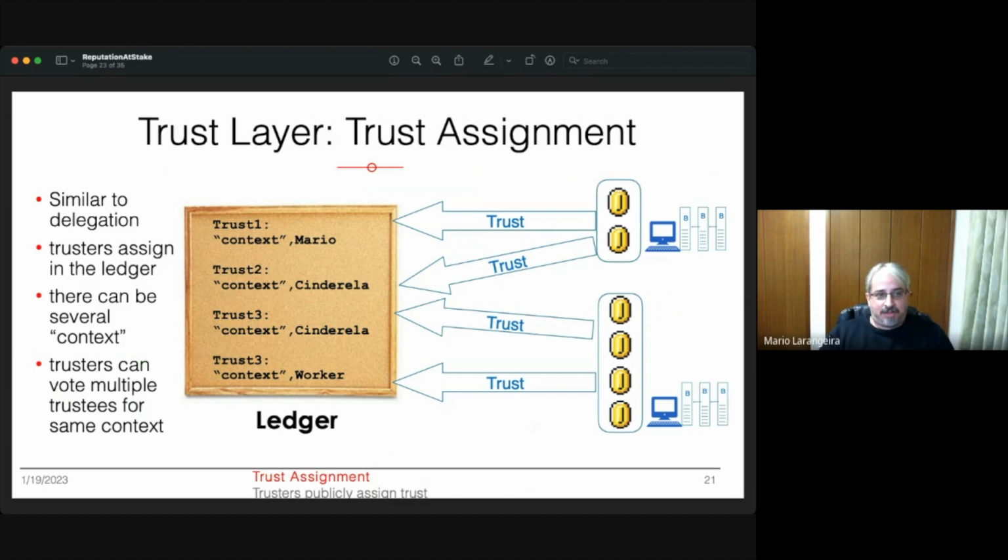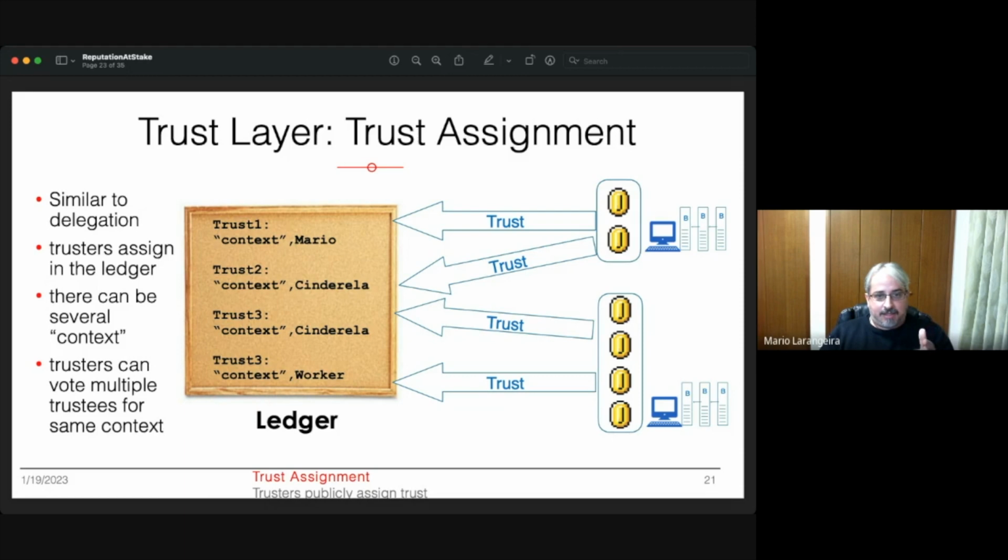So, for example, the first trustor in the ledger will select, for this context, I'm assigning trust to Mario. And the second one will say, for this context, I'm assigning Cinderella, and so forth. That's how it works. The good thing is that since it's based on the delegation framework, most of the machinery is already implemented, so the system is being used. That's one advantage.